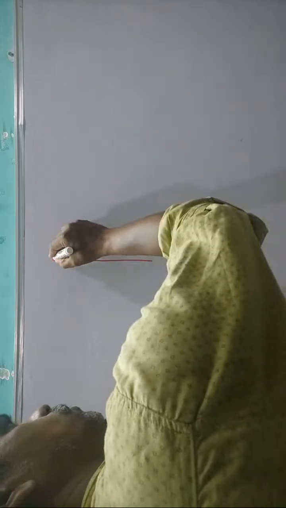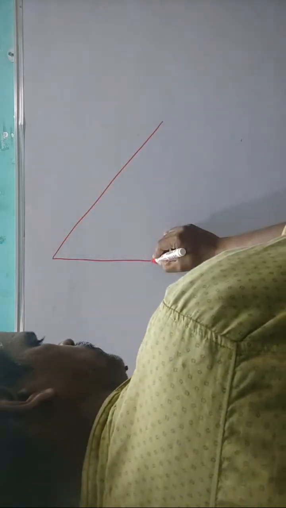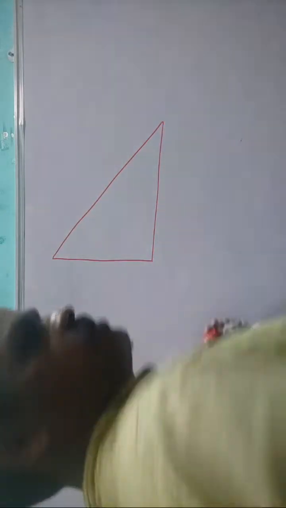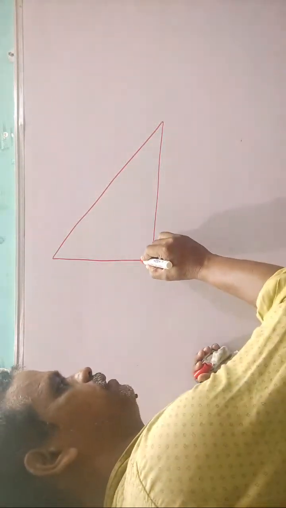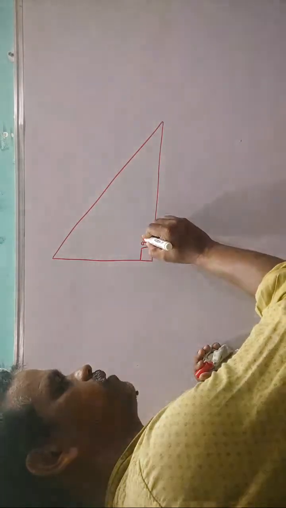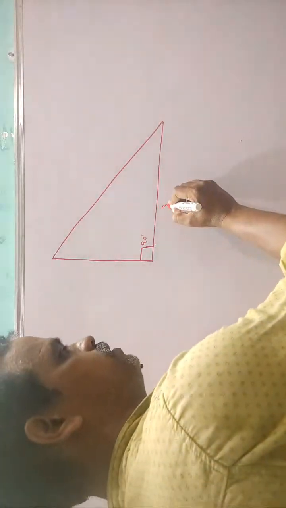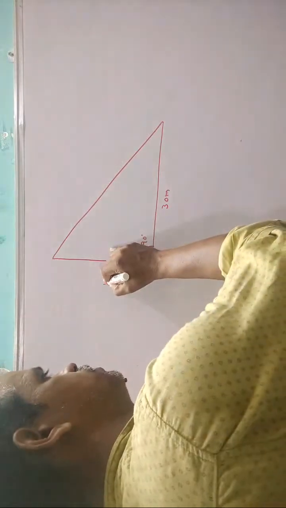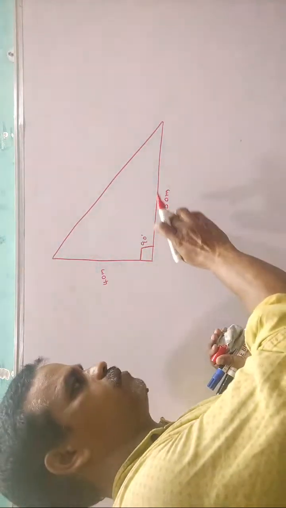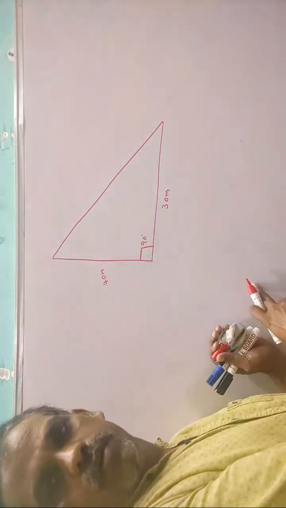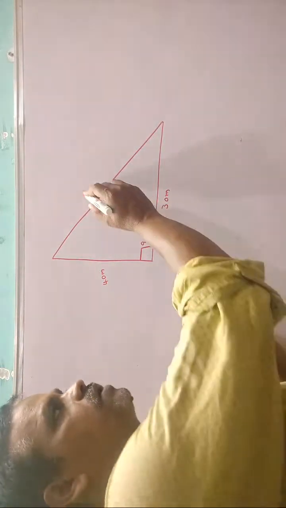So here is a right angle triangle. This is a right angle triangle. Here the right angle means 90 degree. This is 30 meter. This is 40 meter. We have to calculate this.